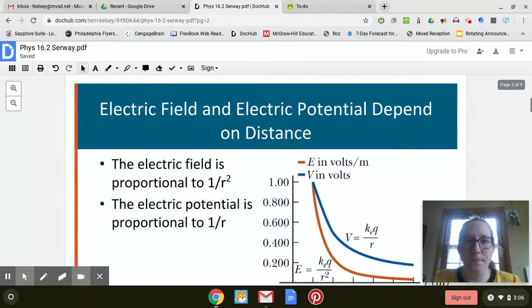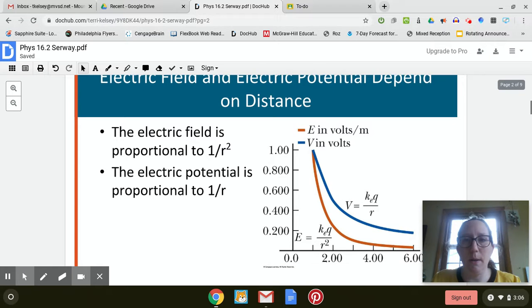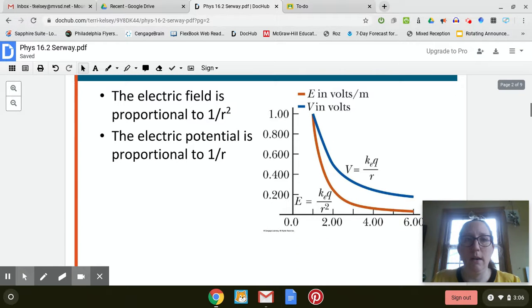All right, so now we're looking at electric field and electric potential. Obviously, they depend on distance. The formula for electric field, capital E is field, is a 1 over r squared relationship, so it falls off faster. And electric potential is V, and it's a 1 over r relationship, so it doesn't fall off quite so quickly. So far, so good?